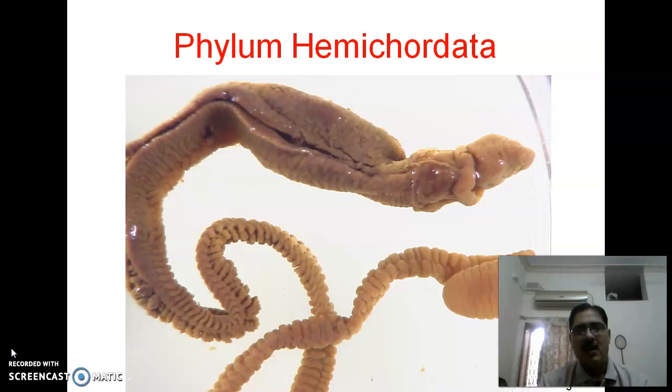Now we will discuss the phylum Hemichordata. The term actually has three different parts: one, hemi; second, chorda; third, ata. Hemi means half, chorda means string or rod-like structure, and ata means bearing. It means those animals in which a string or rod-like structure is present, but it is not a true chorda dorsalis or notochord.